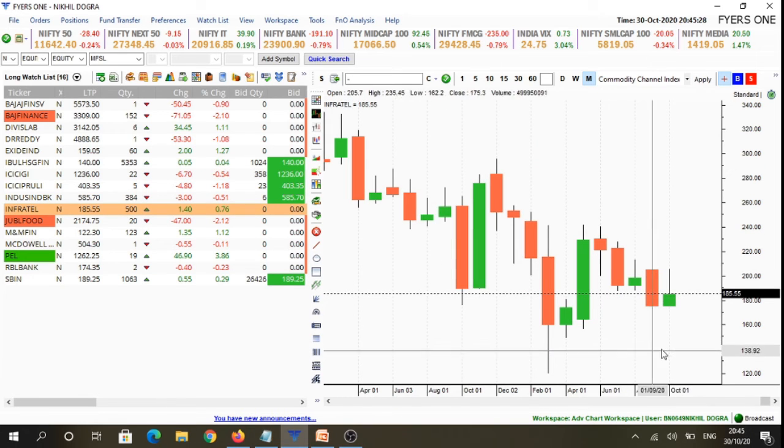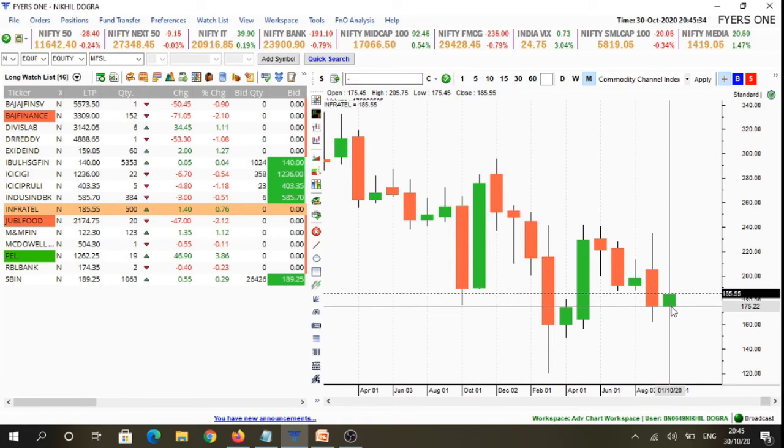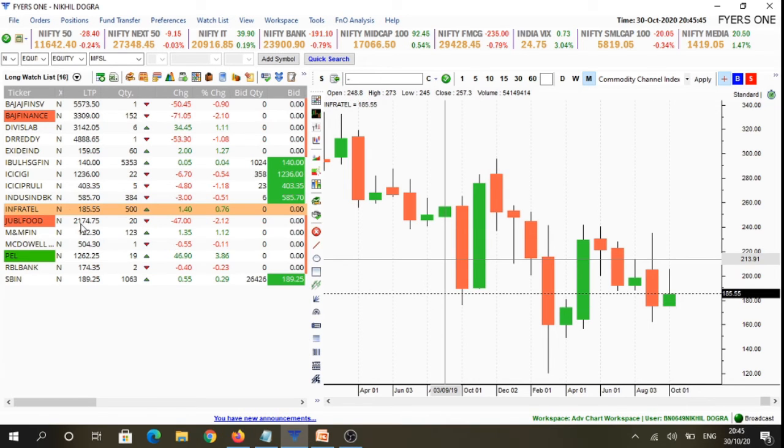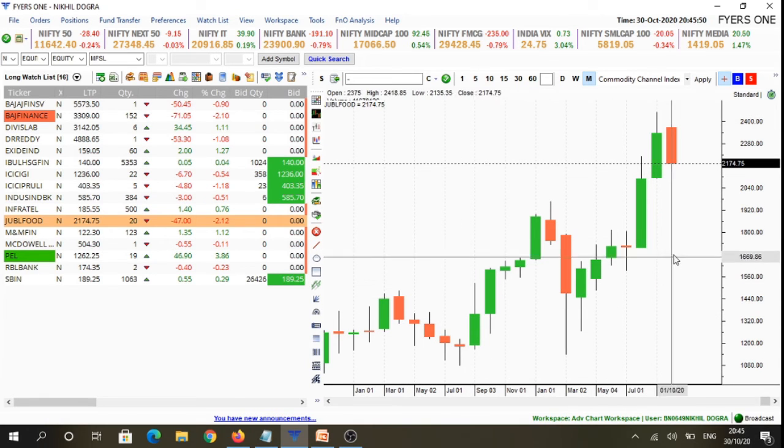Infratel, on monthly candlestick, it's again an inside candlestick, and above 206 levels, we look for buying opportunities. Otherwise, we would not look for taking deliveries in these stocks or from a positional perspective. Other option stock is Jubilant Food. It is again an inside monthly candlestick. So above 2419, we look for buying opportunities in Jubilant Food.